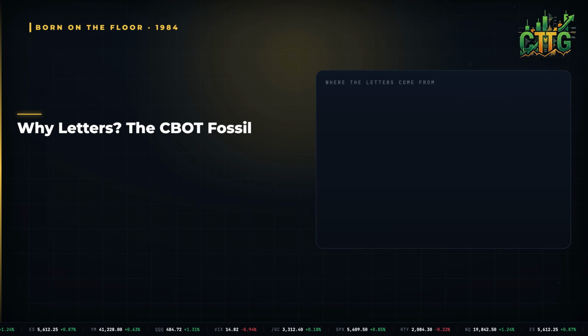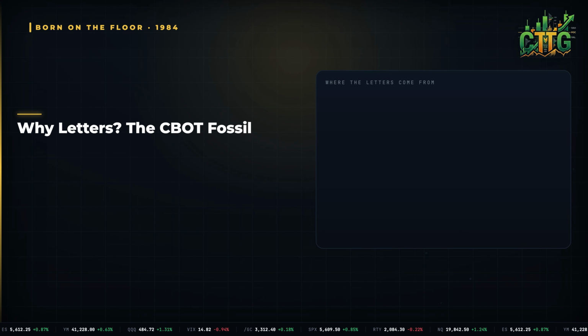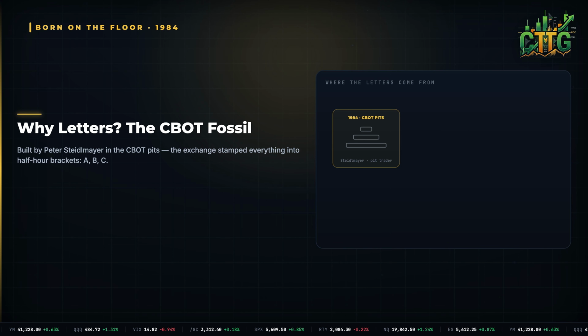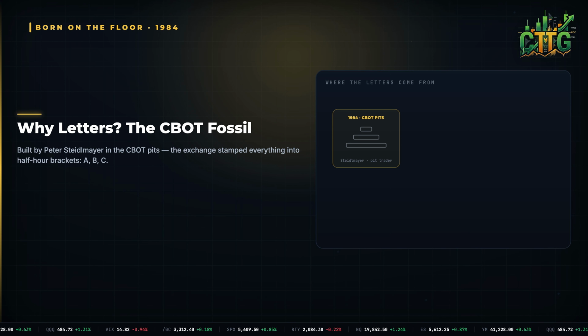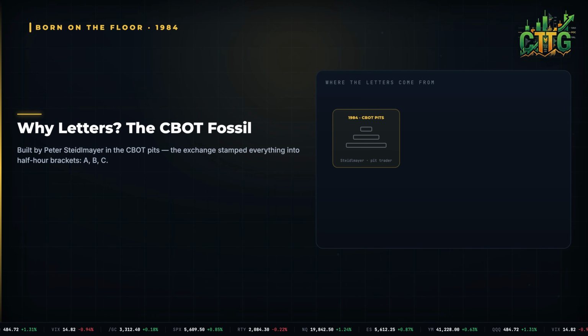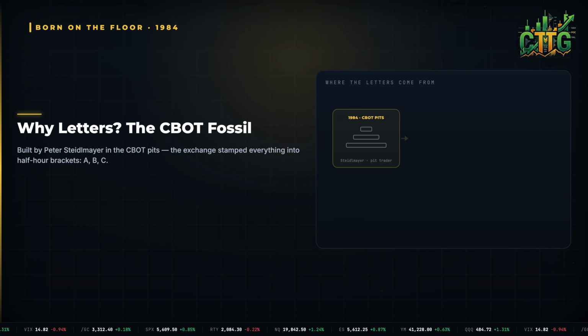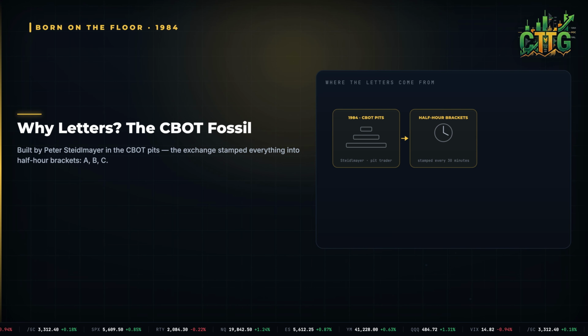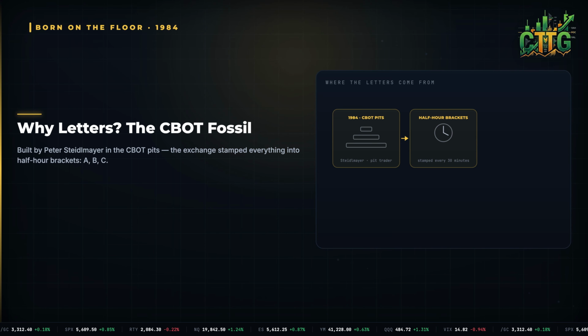The letters aren't decoration. They're a fossil from the trading floor. Market Profile was built at the Chicago Board of Trade by Peter Steidelmeyer, a pit trader with 2 decades in the pits, and released to the public in 1984. On the floor, time wasn't measured in minutes. The exchange stamped everything into half-hour brackets. A for the opening bracket, B for the next, straight through the session.